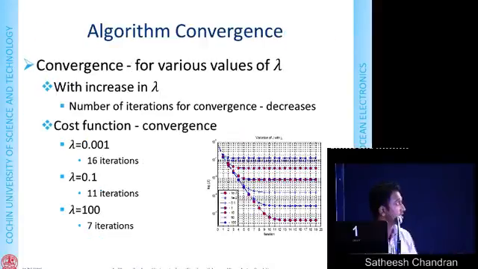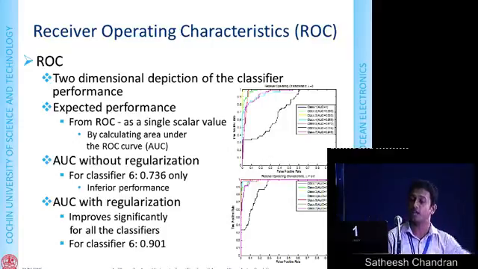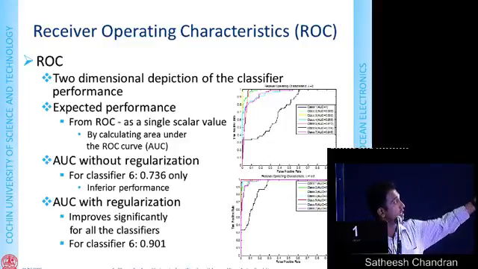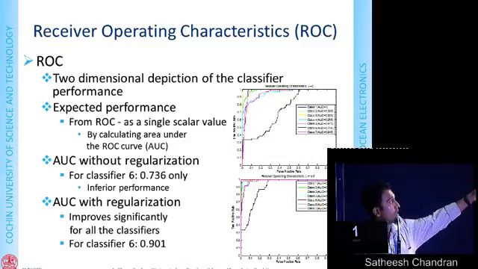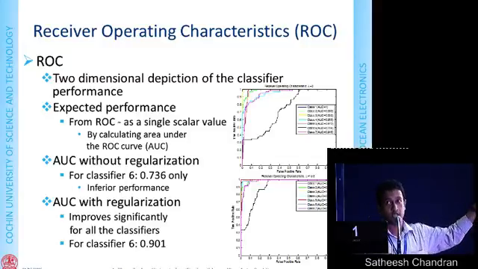In order to assess the performance of the classifier, the receiver operating characteristic is shown. It is a two-dimensional depiction of classifier performance, and this expected performance can be converted to a single scalar value using the area under the curve. You can see that for classifier 6, shown in black, the area under the curve is very small. That means it has an inferior performance.